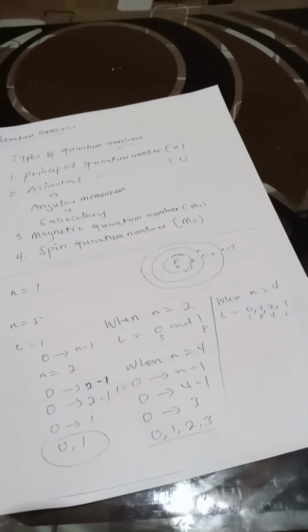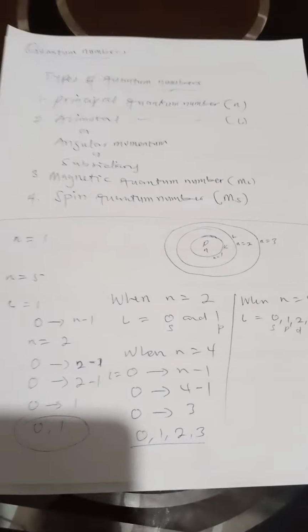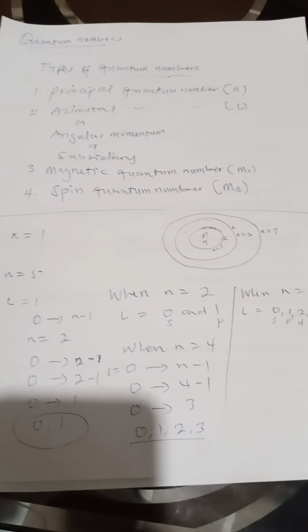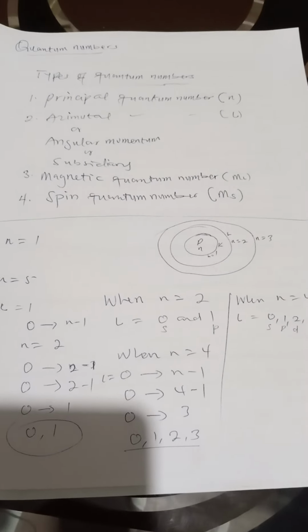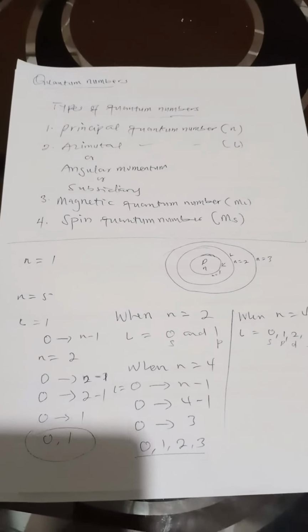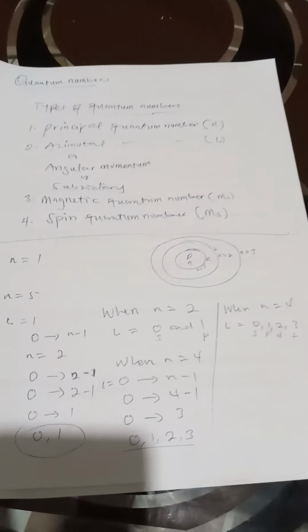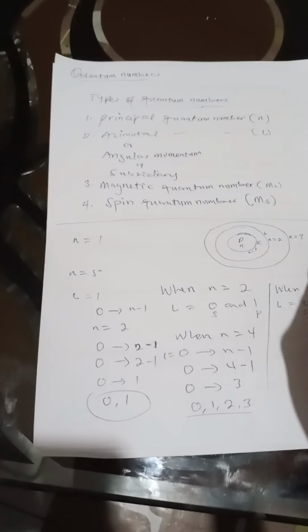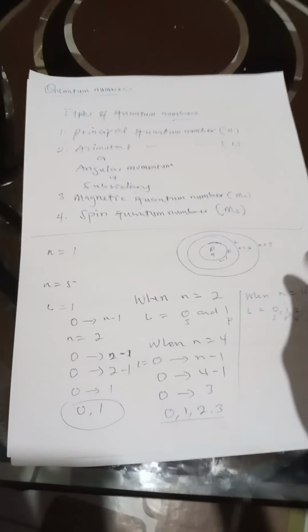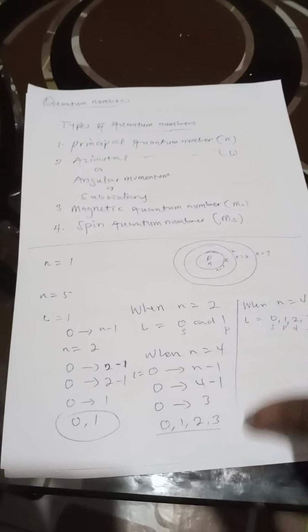Let's look at the principal quantum number. When we talk about the principal quantum number, it is a number we use to describe the energy of the orbitals occupied by the electrons. So if you are talking about the energy of the orbitals, you are talking about the principal quantum number, which is the first number we have.